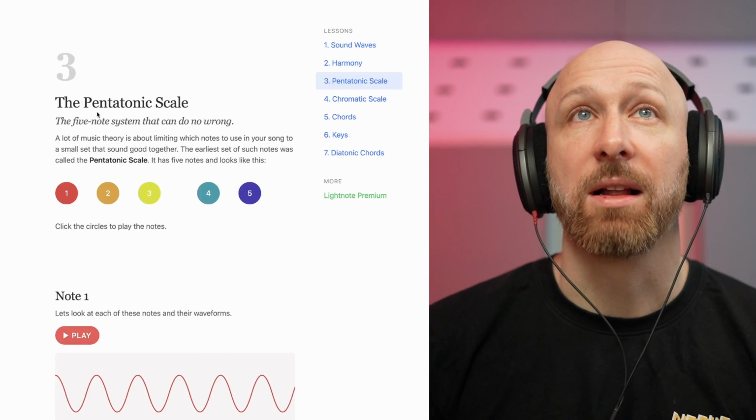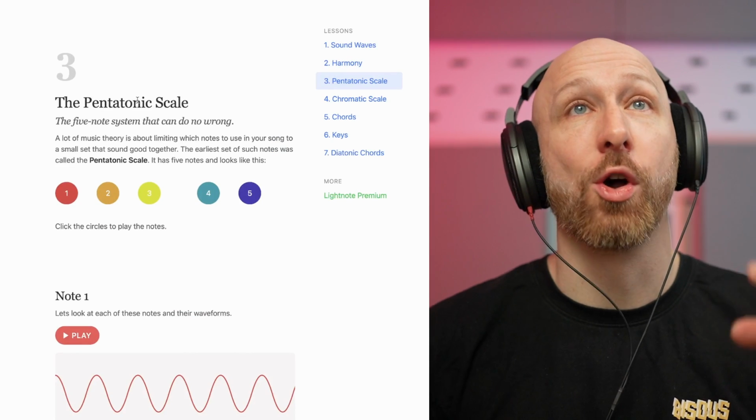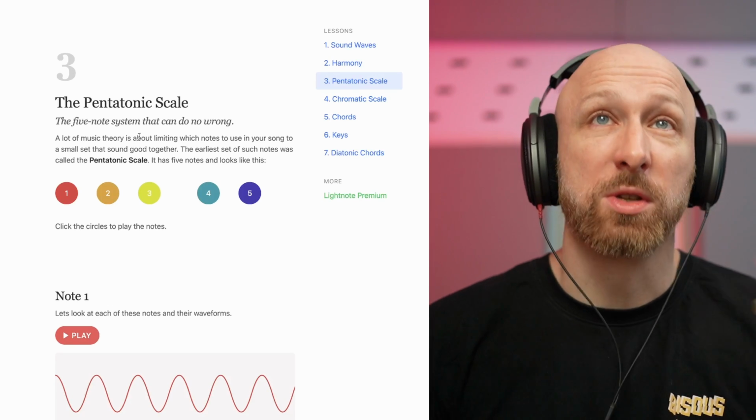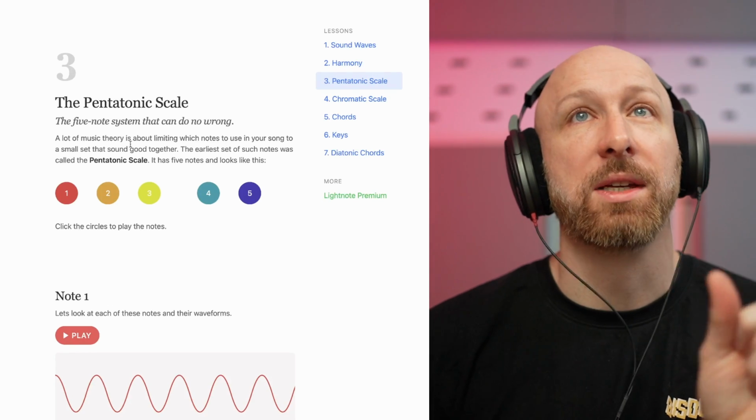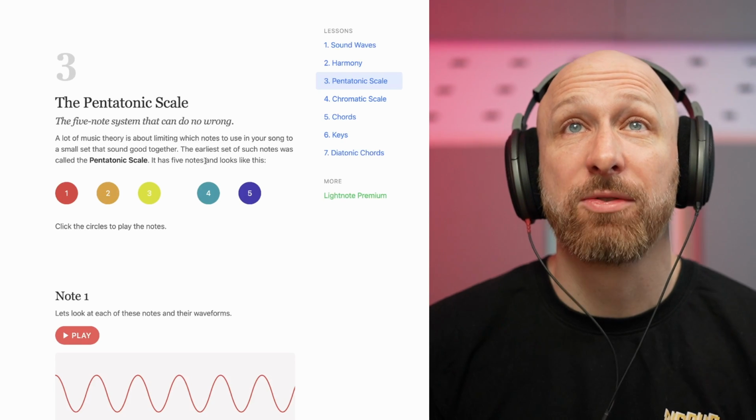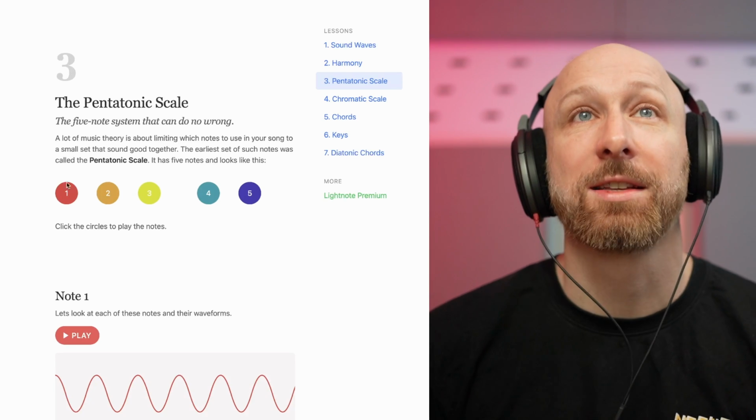The pentatonic scale, the 5-note system that can do no wrong. A lot of music theory is about limiting which notes you use in a song to a small set so they all sound good together. The earliest set of such notes was called the pentatonic scale. It has 5 notes and looks like this. Click the circles to play the notes.